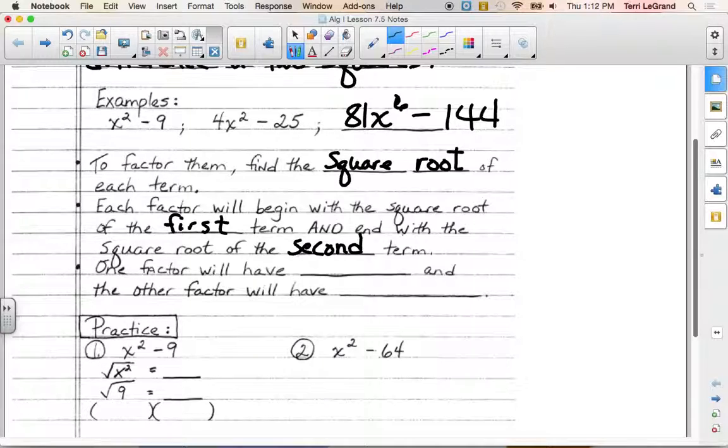And just like happened up here, one factor will have addition, and the other factor will have subtraction. That's the only way to get a binomial answer when the first terms and the second terms of the binomials match, and we want the middle term to cancel out.